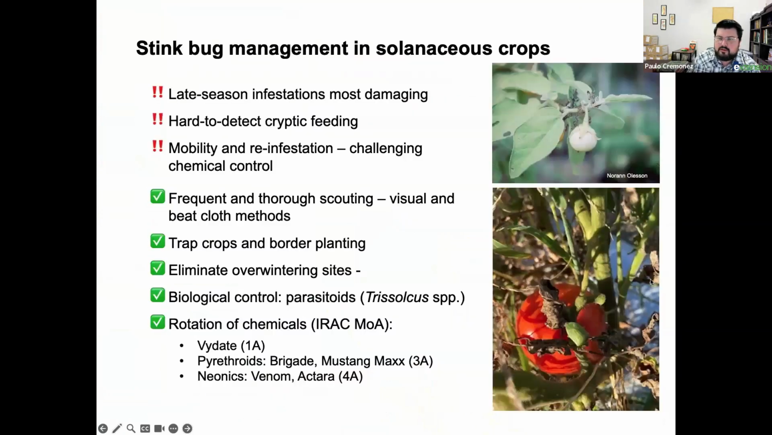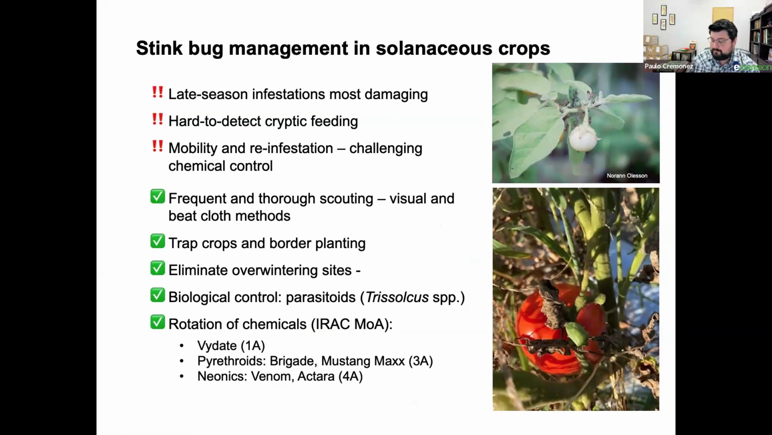For stink bug and leaf-footed bug management in solanaceous crops, late season infestations are the most damaging because they will be more associated with fruits. So there's no rest here. Their cryptic feeding may not be as easy to detect in the fruits in the beginning, but once the fruit starts to ripen, then they can be more evident. Mobility and reinfestation can be challenging for chemical control.